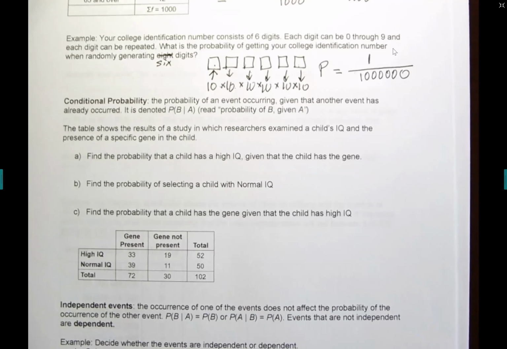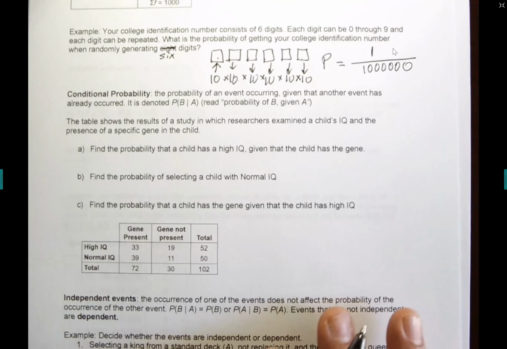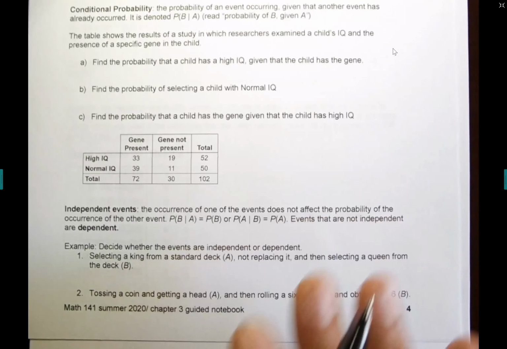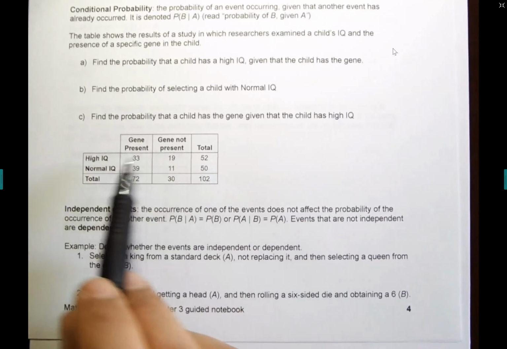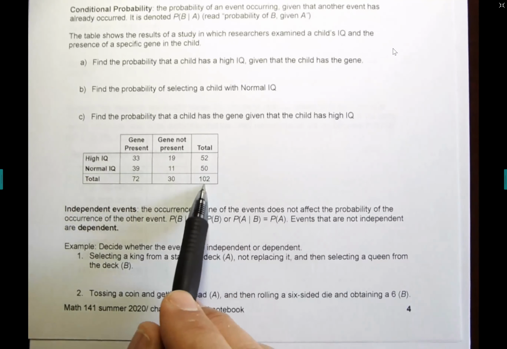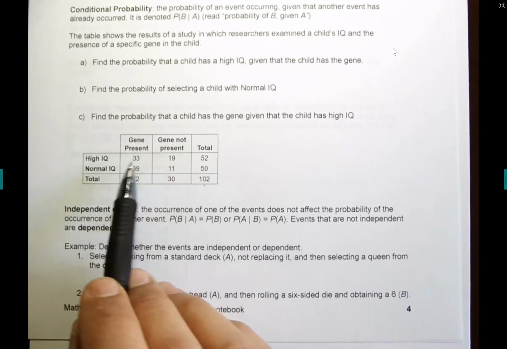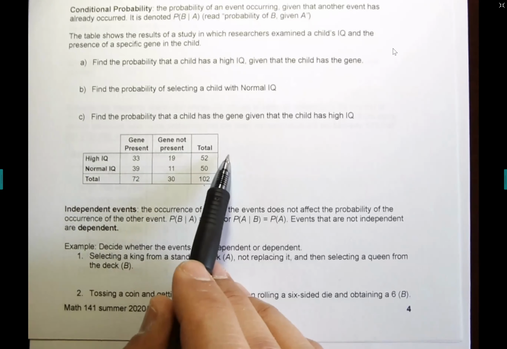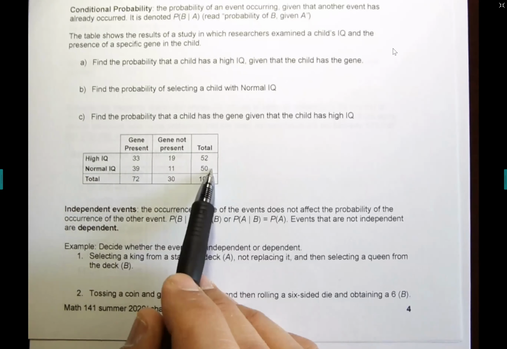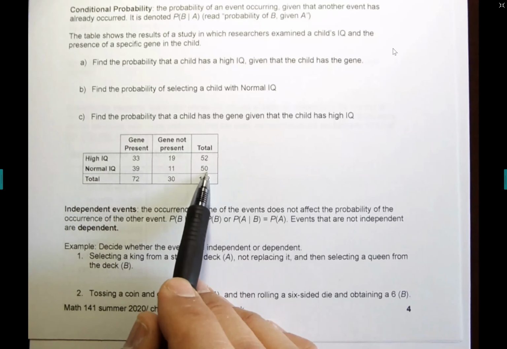The table shows the results of a study in which researchers examined a child's IQ and the presence of a specific gene in the child. Well, before I do the questions, let's make sure that we understand how to read this table, guys. This number represents the total number of children surveyed. It's called the grand total. Now, let me tell you what 52 means here. You can see the 52 is at the end of the row of high IQ. So 52 tells you that there are 52 children who have high IQ. 50, there are 50 children who have normal IQ.